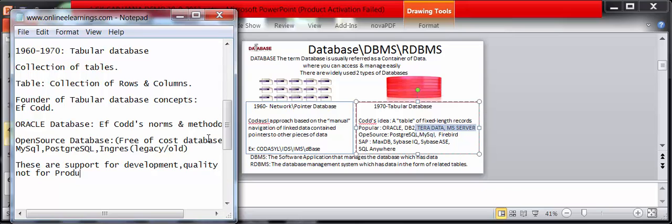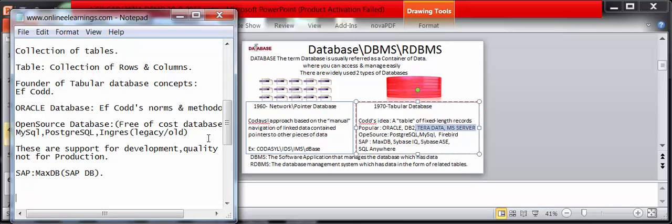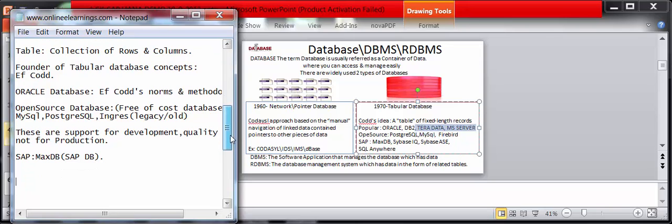Now coming to SAP. SAP also has a lot of databases. Out of them, the very popular one is called SAP MaxDB. Earlier MaxDB was referred to as SAP DB. When SAP tied up for a small contract project with the MySQL company, they changed the name from SAP DB to MaxDB, and later the contract with MySQL failed, but the name still exists as MaxDB.